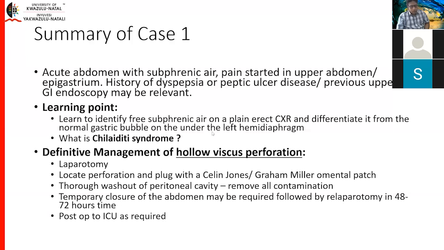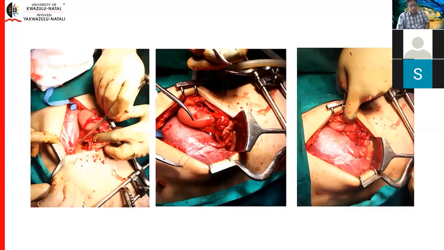Okay, the next slide actually shows a little bit of detail. This is not the same patient. You can see that the abdomen is far less contaminated here. But what is shown here is the creation of a Sellen-Jones patch. So this is the ulcer that is shown. The suction is inserted. You can see the ulcer looks to be quite large, about 3 centimeter diameter.